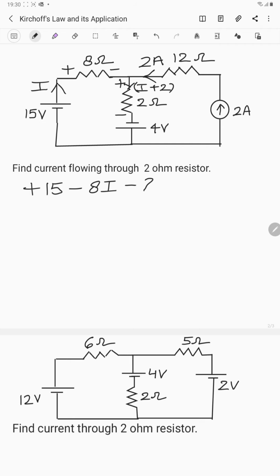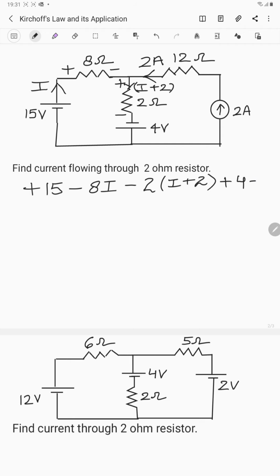The resistance value is 2. What is the current flowing through the 2 ohm resistor? It is I plus 2, as written here. Next is the voltage source of 4 volt. If we are moving in a clockwise direction, we are moving from minus to plus through the voltage source. So if we are moving from minus to plus, the sign should be plus.